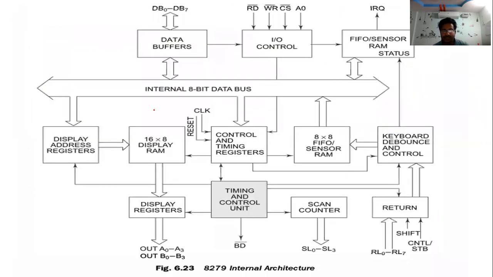Now see this architecture, very easy. We have divided the architecture into the keyboard section and display section, as well as the scan section. Now we are going to discuss each part. You know the data buffer. This is from the CPU, and this is also from the CPU.